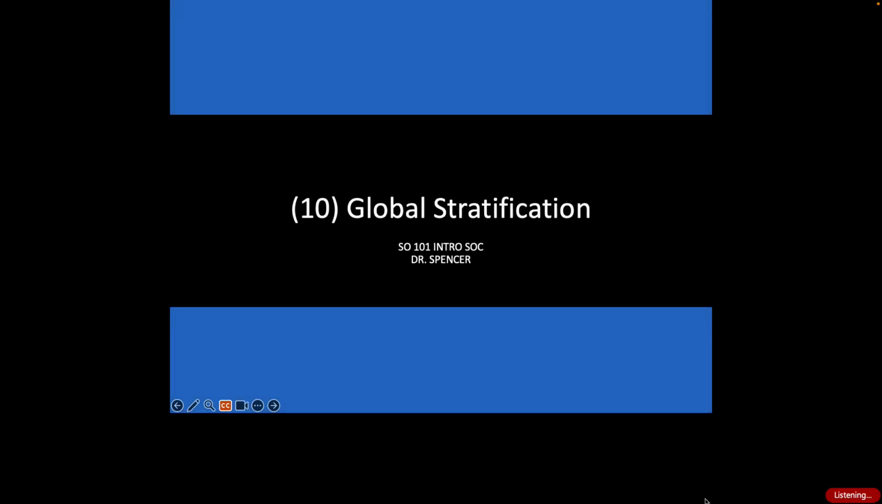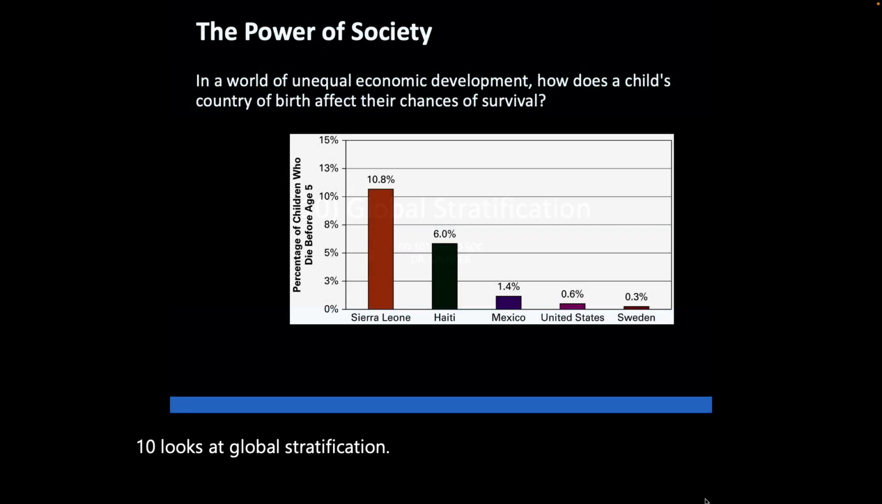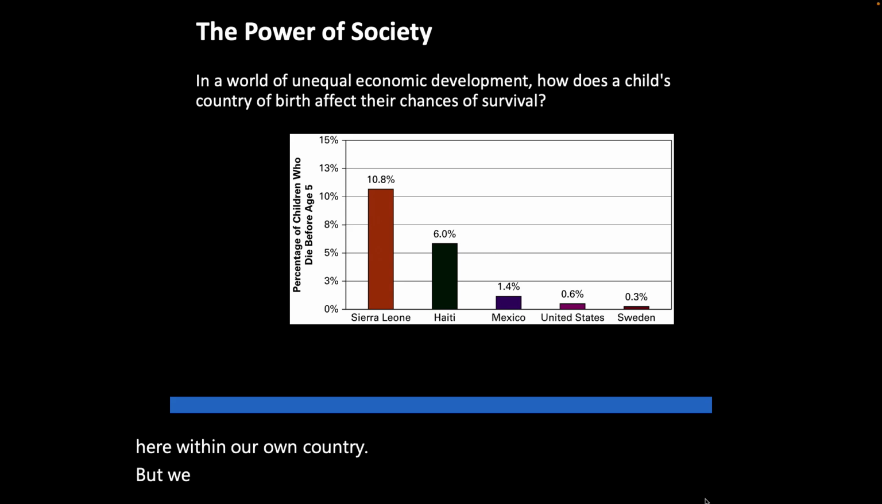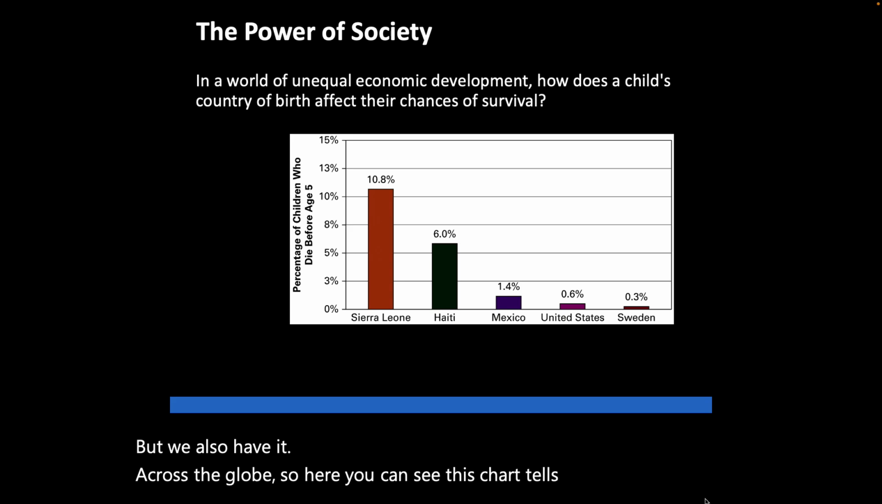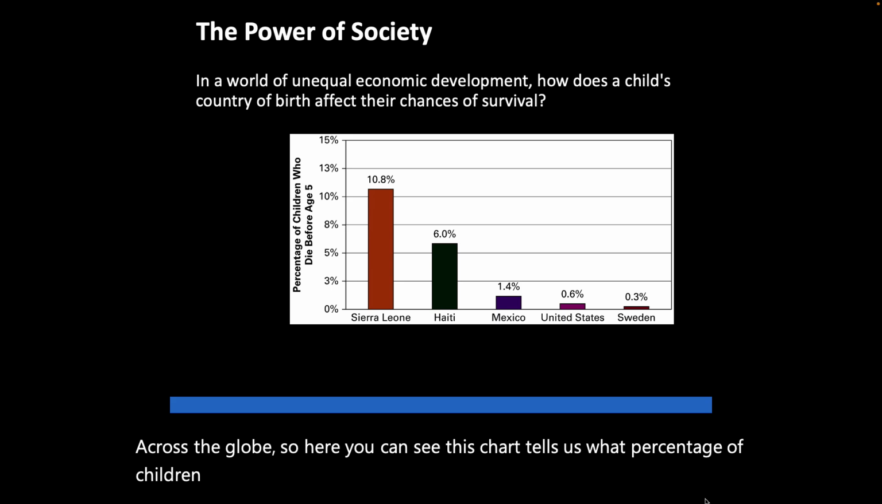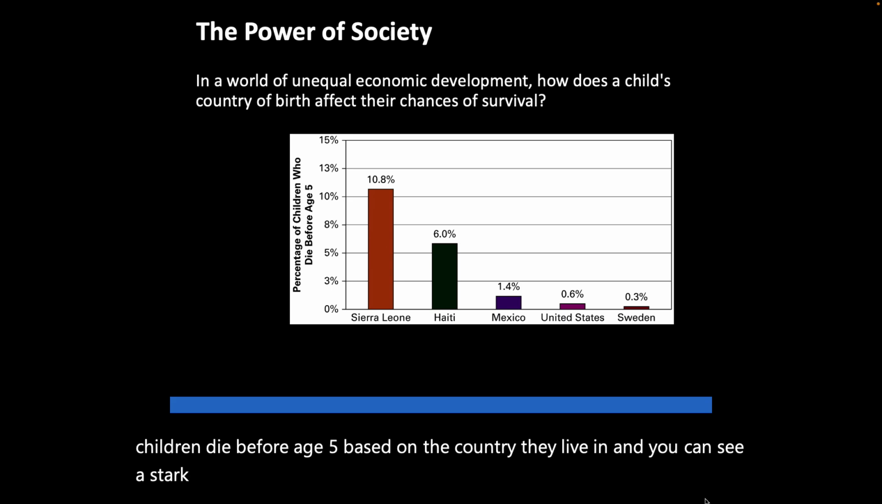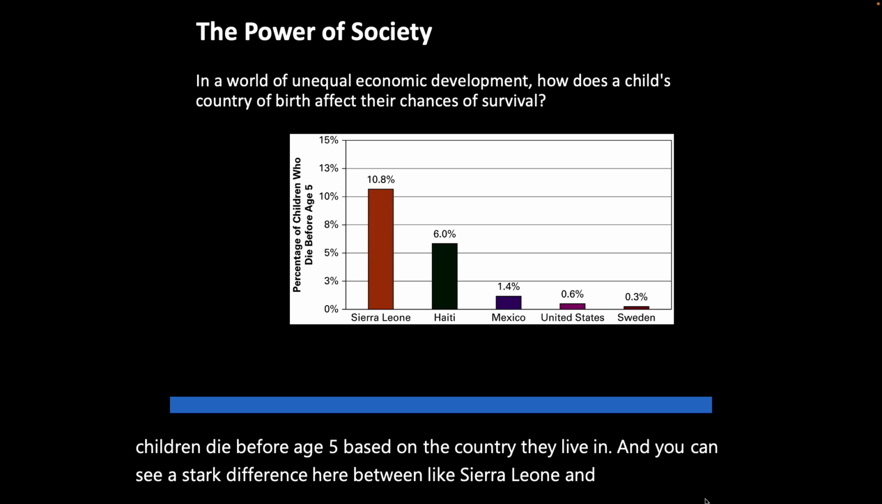Chapter 10 looks at global stratification. So, not only do we have unequal distribution of wealth, power, and prestige here within our own country, but we also have it across the globe. Here you can see this chart tells us what percentage of children die before age 5 based on the country they live in. And you can see a stark difference between Sierra Leone and Sweden.